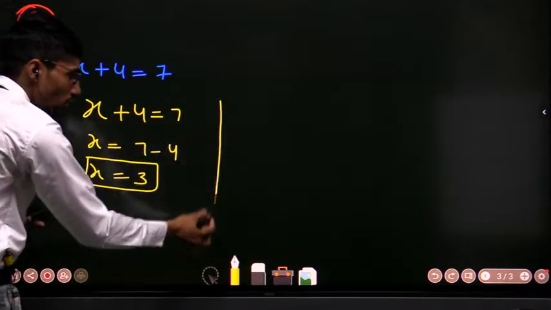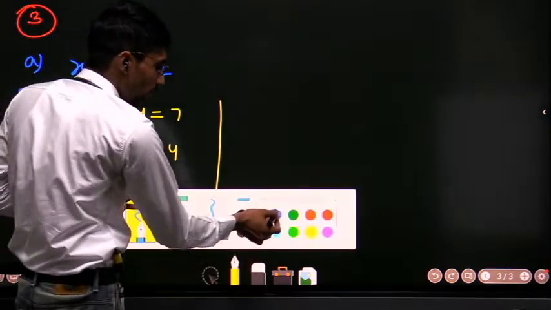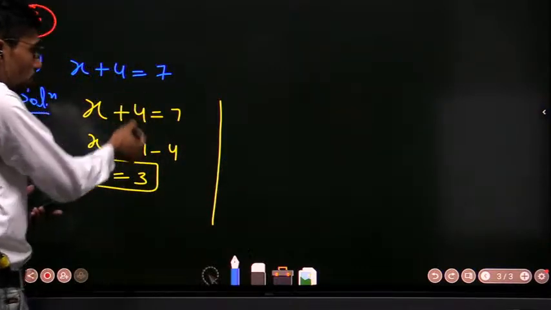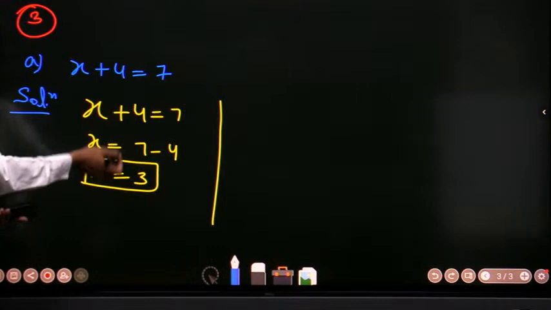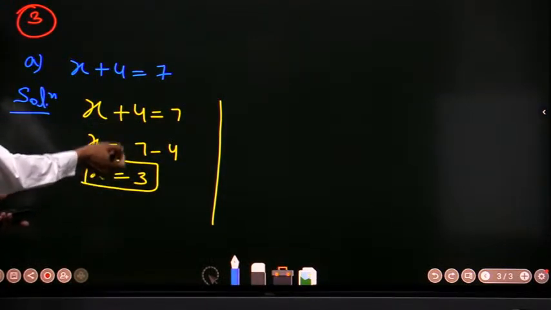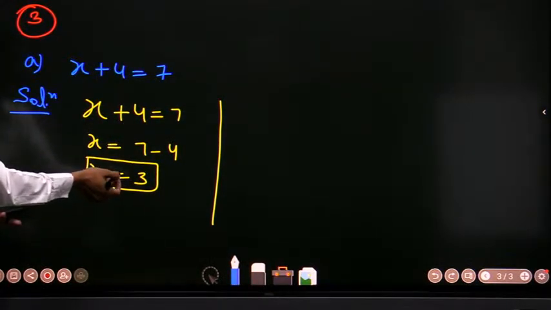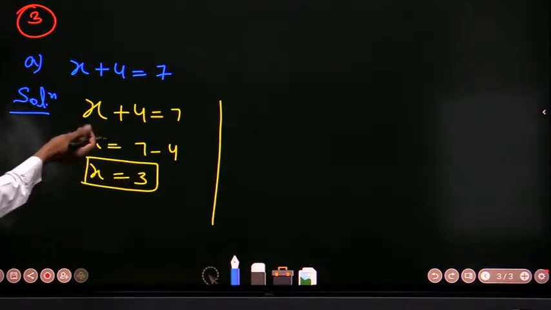When we solve this same question by the help of trial and error method, when we solve this one question, this approach we have to call the systematic method. This one method we have to call systematic method.